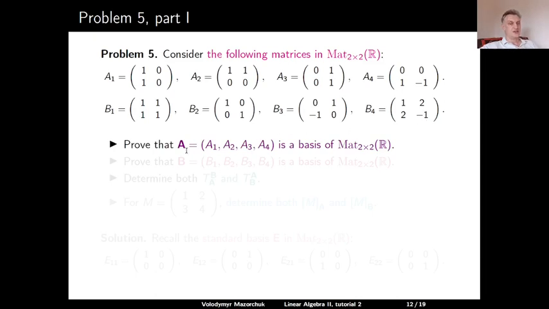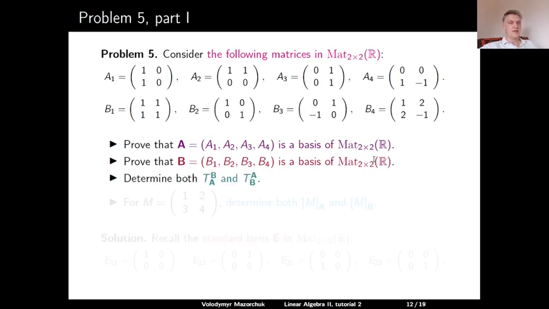Prove that the collection A, consisting of A1, A2, A3, and A4, is a basis of our space of 2 times 2 real matrices. Prove that the collection B, which consists of B1, B2, B3, and B4, is also a basis of the same space. Determine the transformation matrices from A to B and from B to A. And for the matrix 1, 2, 3, 4, determine its coordinates with respect to the basis A and with respect to the basis B.